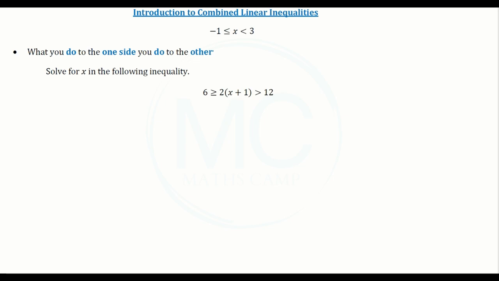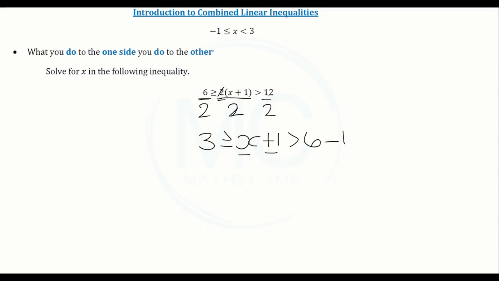Now we have 6 is greater than or equal to 2 multiplied by the bracket x plus 1, which is greater than 12. And if you want to, we can expand this bracket over here, but we have a coefficient of 2 outside the bracket, and 6 and 12 are even, which means they're divisible by 2. So let's divide each of these terms by 2. So we can say over 2, over 2, and over 2. 6 divided by 2 is 3, is greater than or equal to. These 2's cancel, and we're left with x plus 1, which is greater than 12 divided by 2, which is 6.